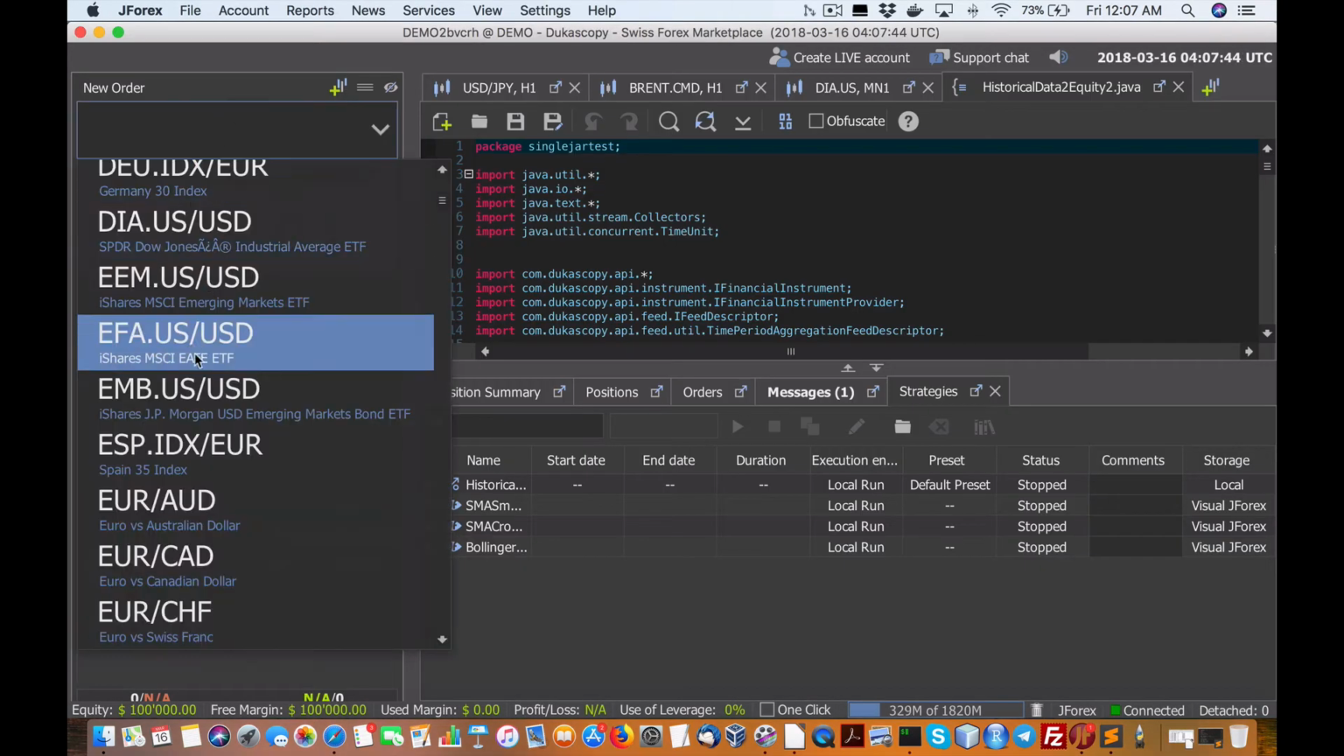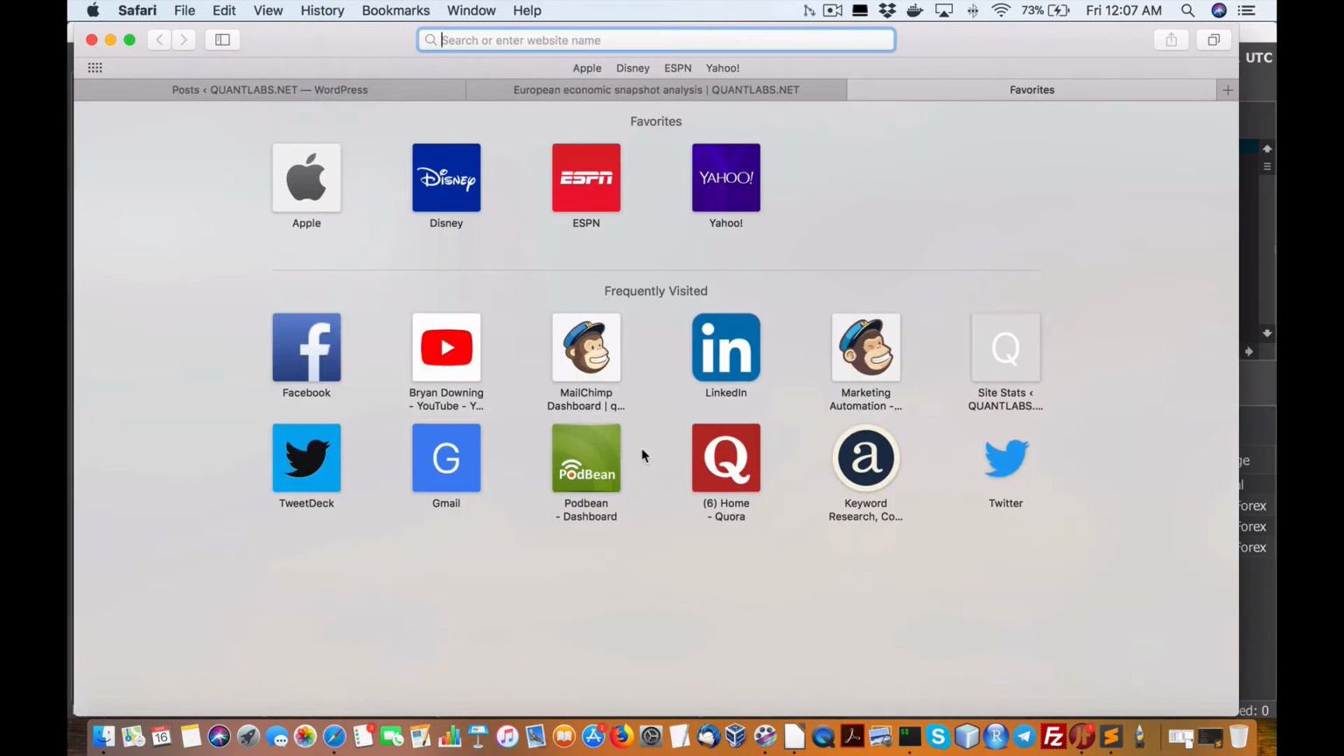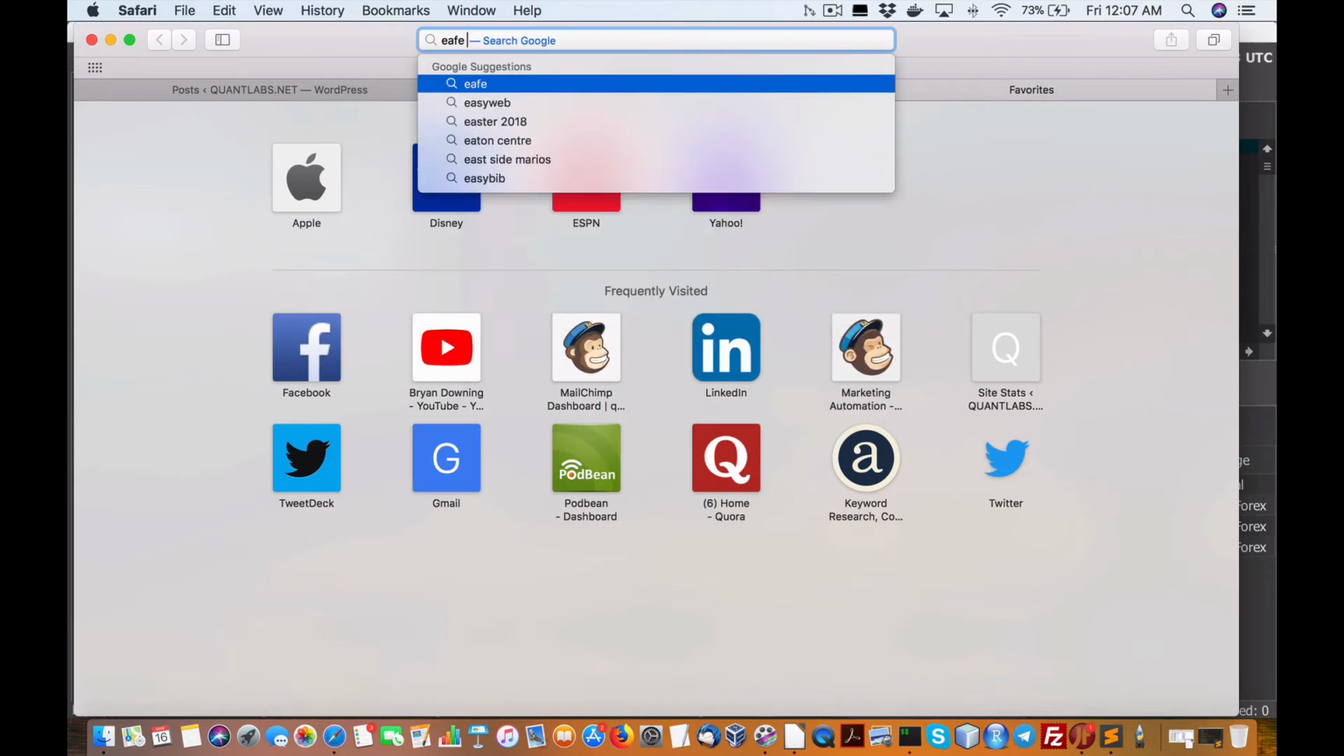So EFA, the MSCI EAFE ETF. And that exactly is the EAFE ETF.